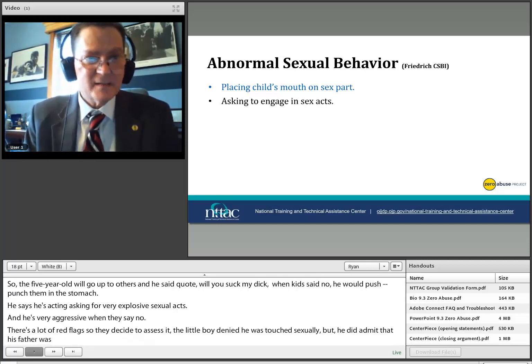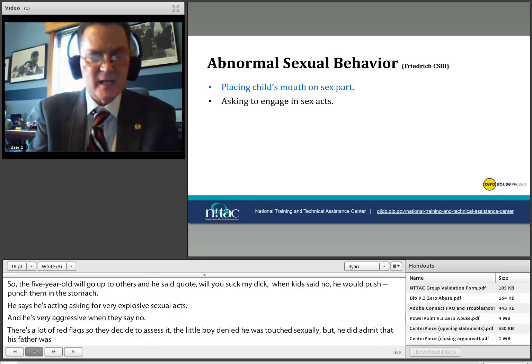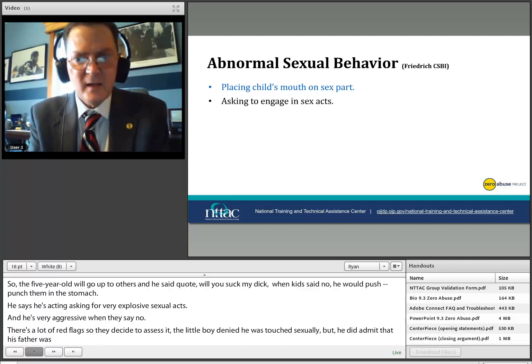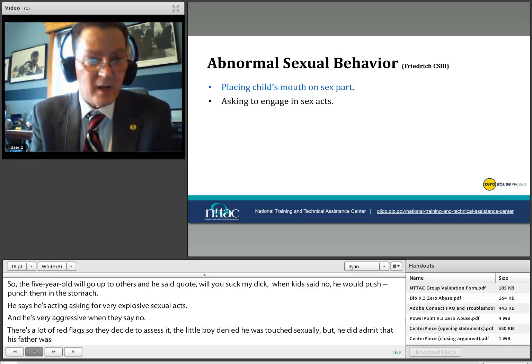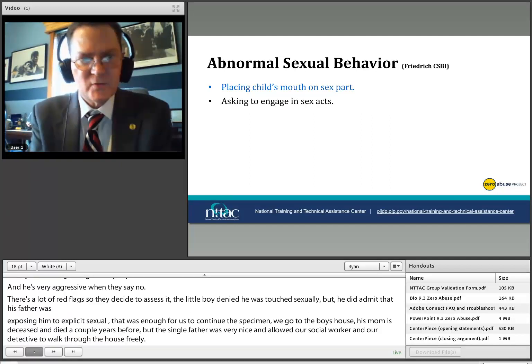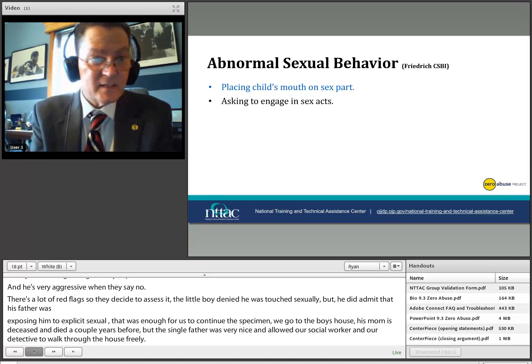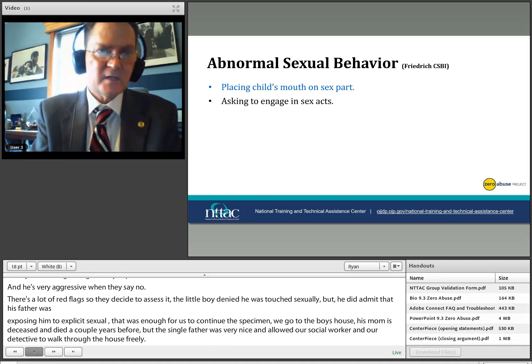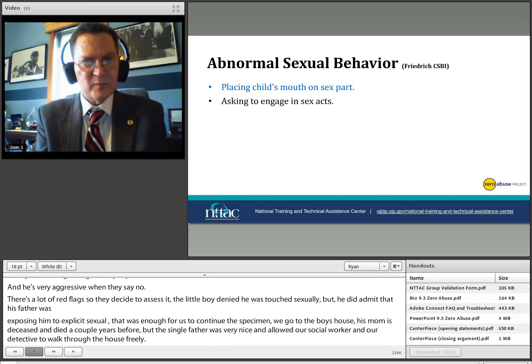So our MDT did decide to assess it. The little boy denied he was touched sexually, but he did admit that his father was exposing him to explicit sexual imagery. That was enough for us to continue the assessment. We go to the boy's house. His mom is deceased, had died a couple years before. But the single father was very nice and allowed our social worker and our detective to walk through the house freely. I'm not kidding you.